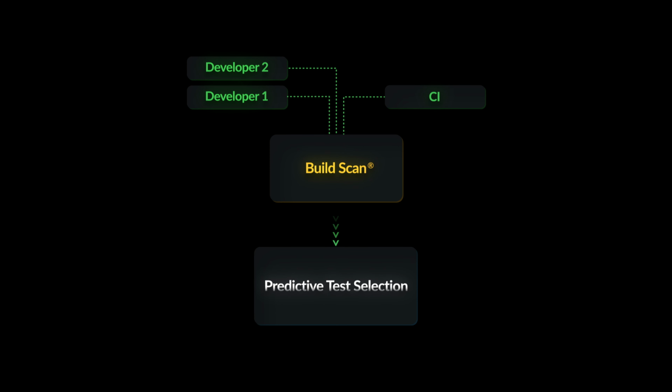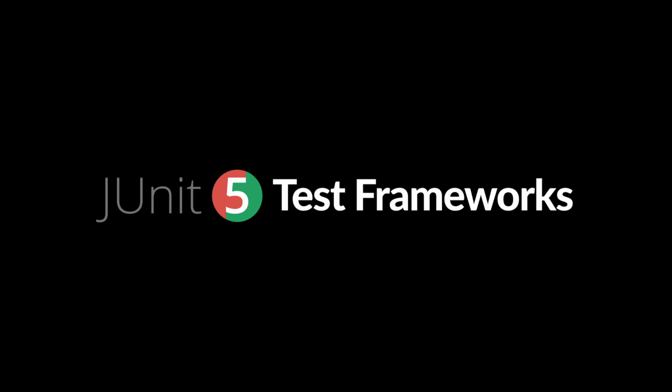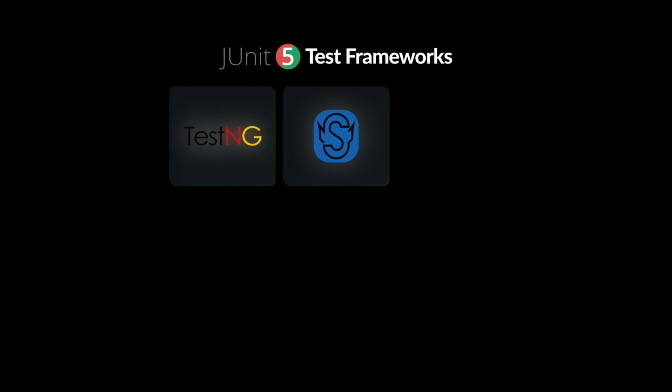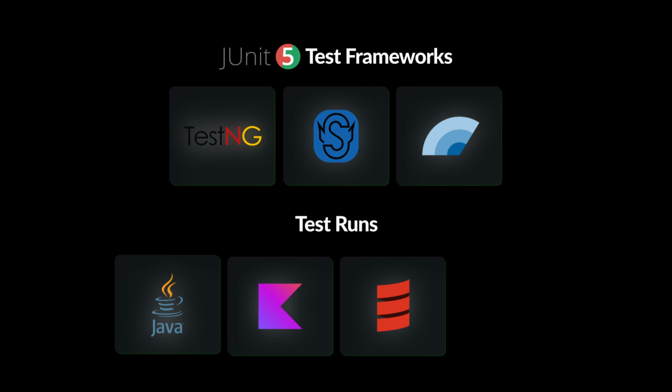Build scan data is continuously analyzed to update the historical execution data so that Predictive Test Selection can learn about your build and improve its prediction accuracy over time. This feature works with most test frameworks that can be executed on the JUnit platform, including TestNG, Spock, and many others. It also supports Gradle and Maven test runs for JVM languages like Java, Kotlin, Scala, and Groovy.